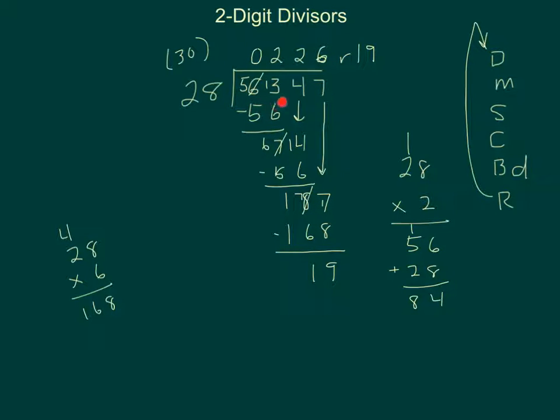So 6,347 divided by 28 is 226, remainder 19. At the beginning of the video, we talked about there has to be a number above each one. So if there's 4 here, there has to be 4 here. We have that. We have a remainder.